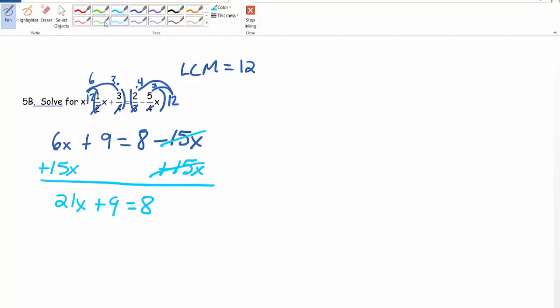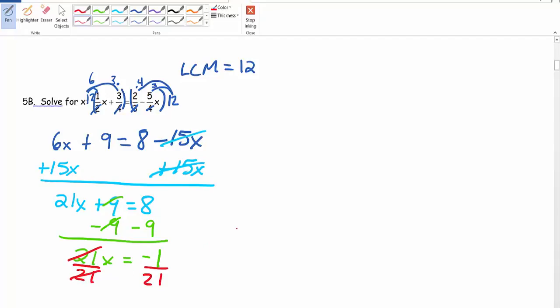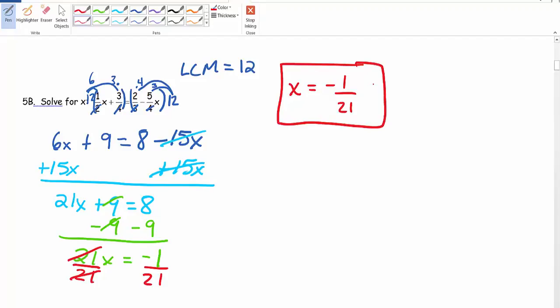This 9 really has nothing to do with x, so we'll go ahead and subtract this 9 over. And when we do that, we end up with 21x equals 8 minus 9, which comes out to be negative 1. Now lastly, all we have to do is divide both sides by 21. And when we do that, we end up with x equals negative 1 over 21. And there is problem 5b from our target 4.